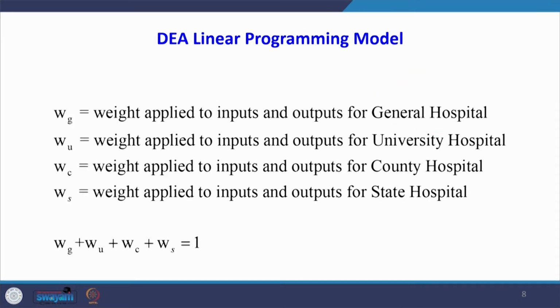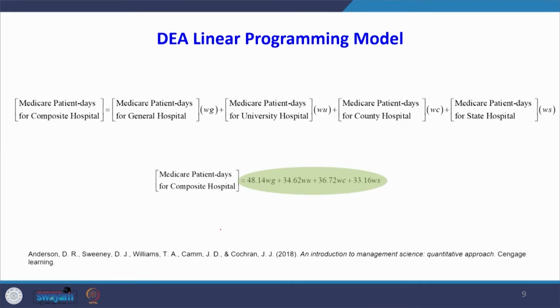Okay. So, in the linear programming model, we are going to consider different weightages. Wg is the weight applied to inputs and outputs for the general hospital, Wu is the weight applied to inputs and outputs for the university hospital, Wc is the weight applied to inputs and outputs for the county hospital, and Ws is the weight applied to inputs and outputs for the state hospital. Since these are weights, the sum should be 1. This is one of the constraints.